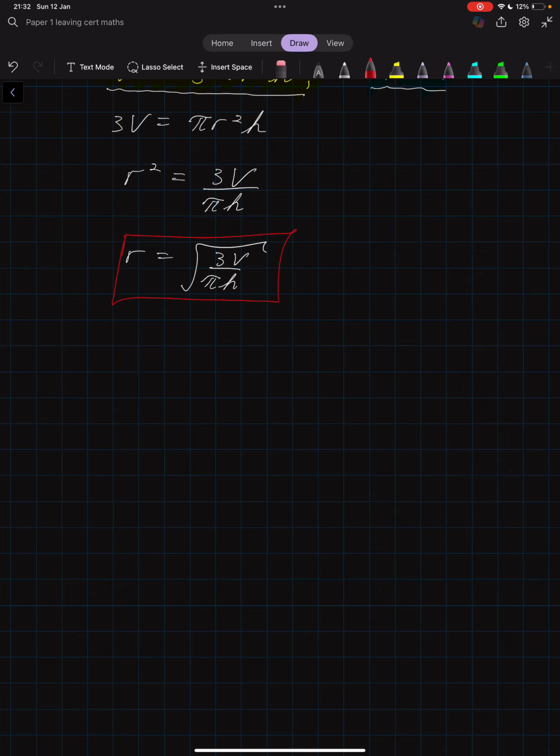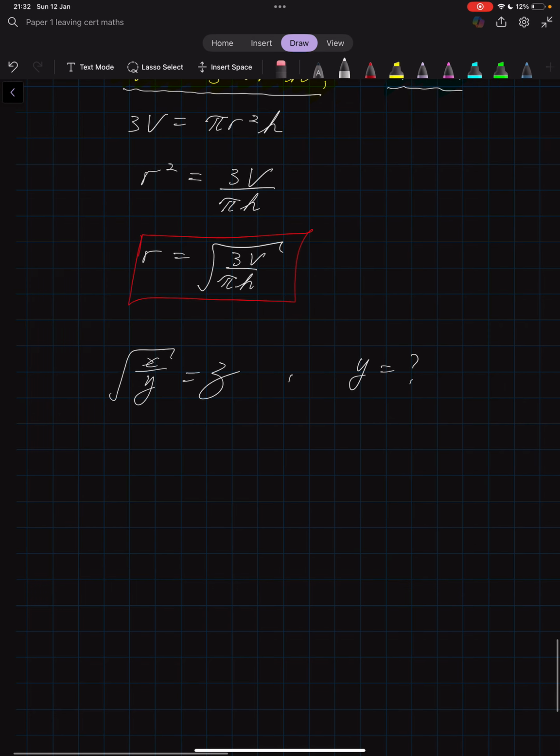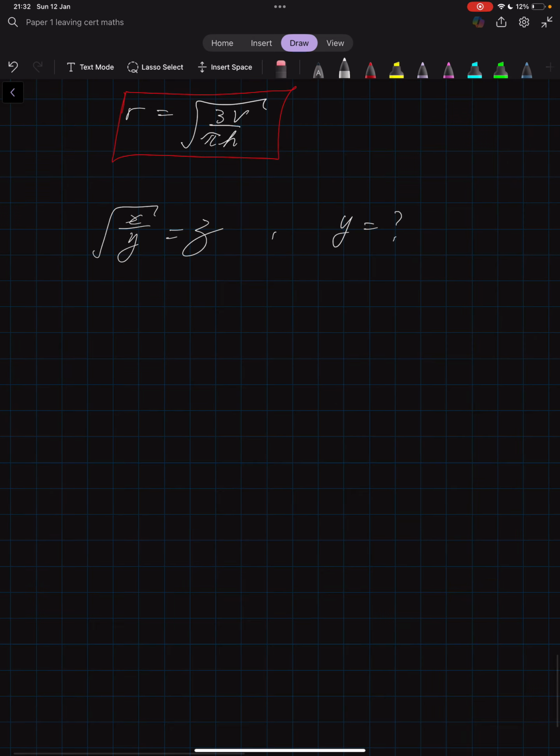So let's say I have the square root of x over y equals z, and I want to solve for y. First of all, let's get rid of the square root. Let's square both sides. So I'm going to get x over y equals z squared. Multiply both sides by y. I'm going to get x equals y z squared. And now I'm going to divide both sides by z squared. So I'm going to get y equals x over z squared. And that's how you would do that. Okay.